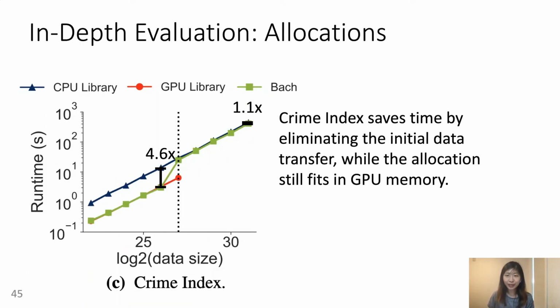In this workload, we look at the effects of allocating data directly on the device that first uses the data. By doing so, Bach is able to eliminate the initial data transfer in this workload and enable 4.6x speedups. However, when the data is too large to fit on the GPU, Bach is unable to allocate all the data on the GPU at once, because it'll run out of memory. Instead, it allocates the data on the CPU and then pages it into memory, adding an additional data transfer beyond this data size, thus reducing the speedup to 1.1x.